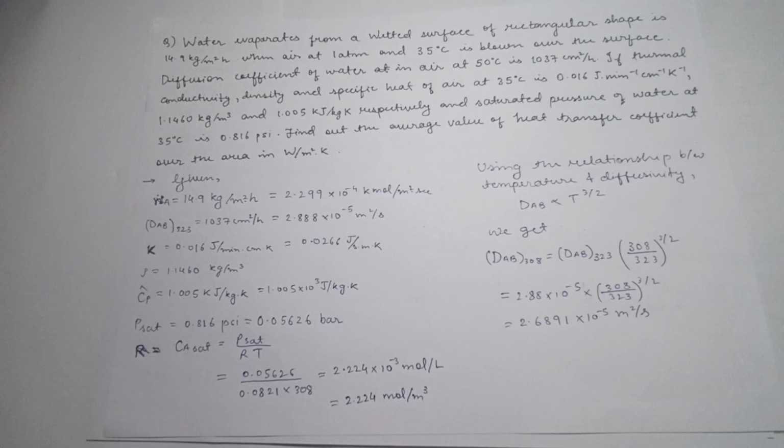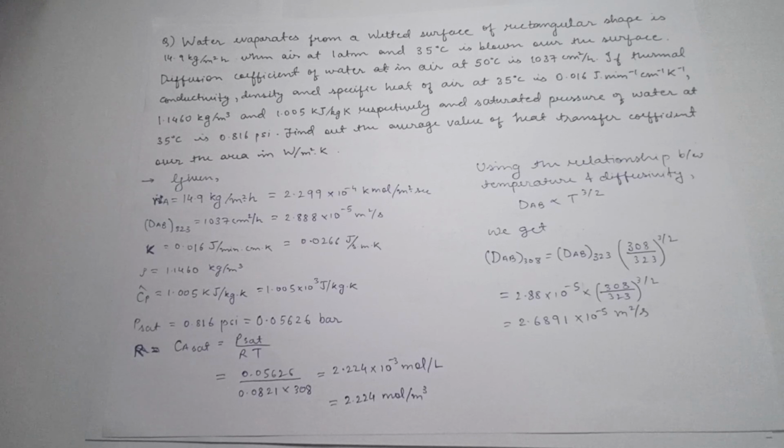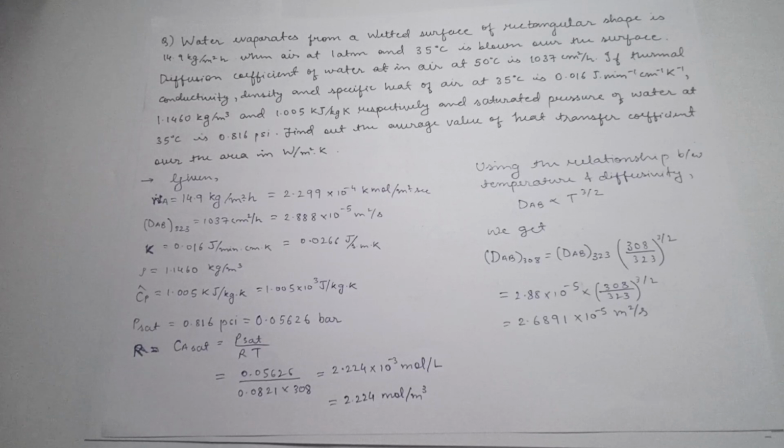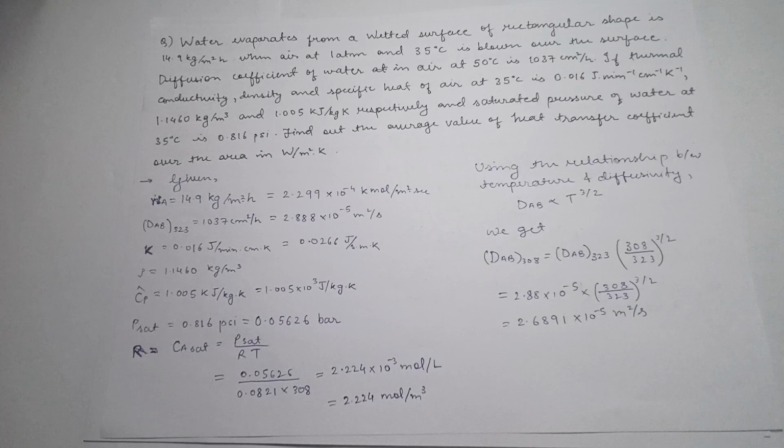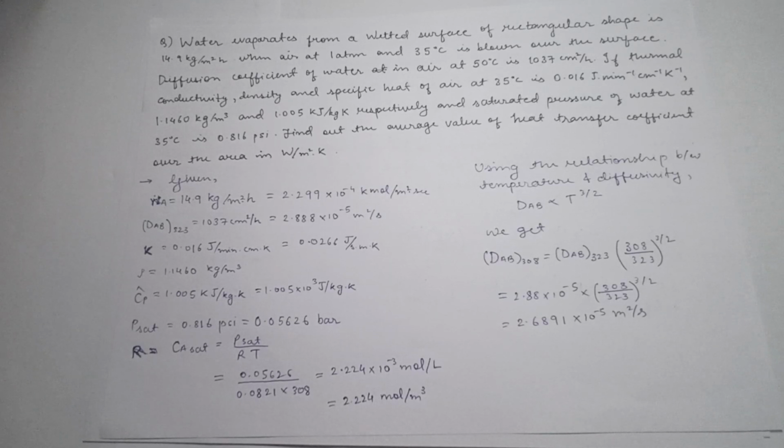So, what is happening in this question is we have been given a rectangular wet surface of which the flux at which the water is evaporating is also given as 14.9 kg per meter square per hour, and then we have been given, at 1 atm and 50 degrees Celsius, the diffusion coefficient as 1037 centimeter square per hour. We have also been given the thermal conductivity, density, and specific heat of air at 35 degrees Celsius. So let's note down what is given.